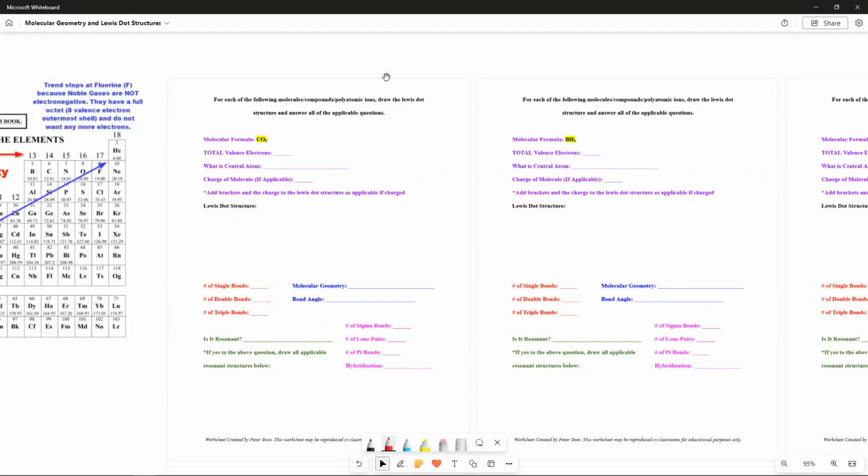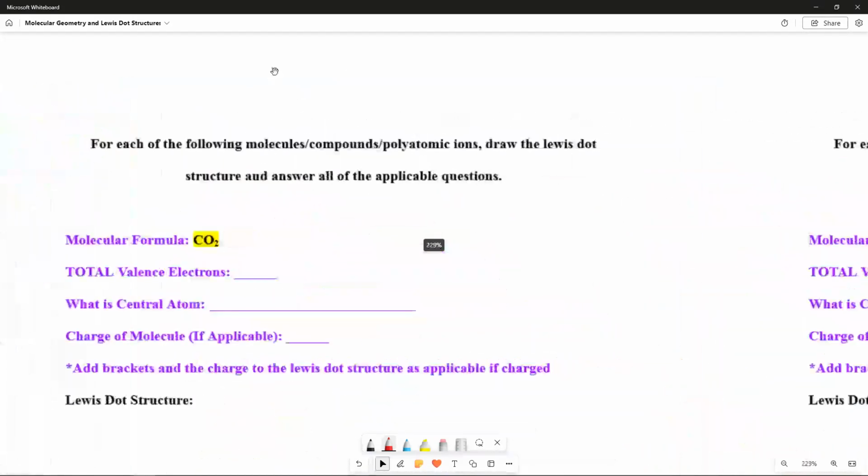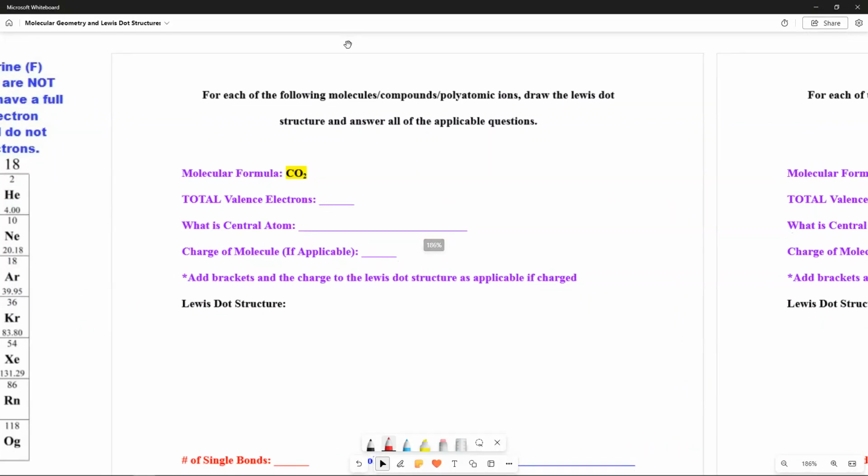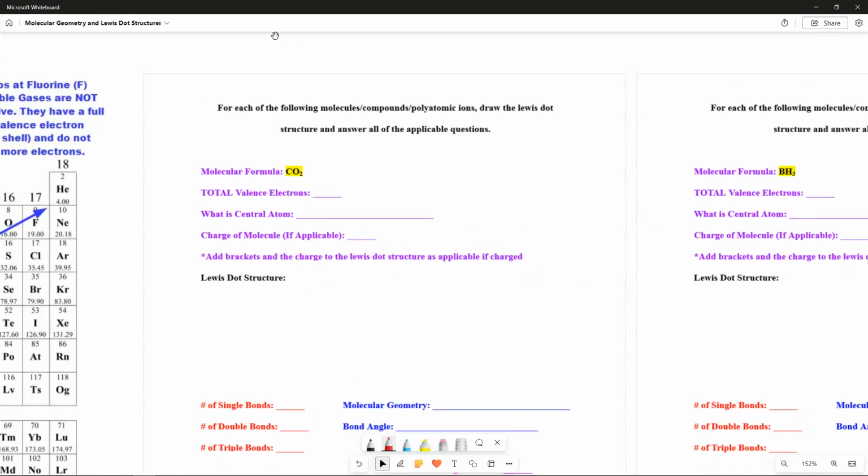And let us get started with number 1. The direction reads, for each of the following molecules, compounds, or polyatomic ions, draw the Lewis dot structure and answer all applicable questions. And we're starting off with carbon dioxide, CO2. And in order to do this, we have to take a look at the molecular formula first, which is given. The formula CO2, we have carbon and oxygen. We have 2 oxygens, actually.